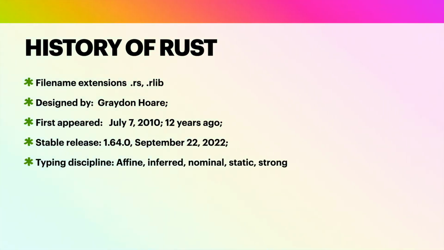And the next feature is type discipline. So affine, inferred, nominal, static, and strong, these are the typing disciplines the Rust programming language follows. And the next one is that Rust is implemented from scratch in the Rust programming language. There is no other supporting programming language, we can say.